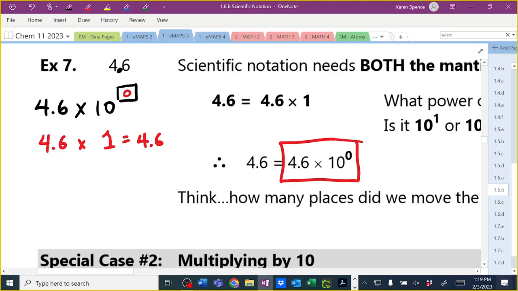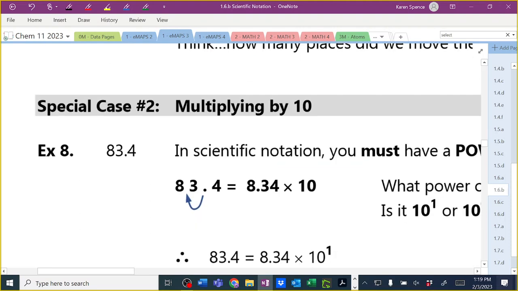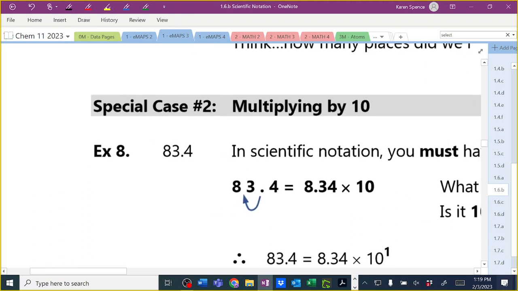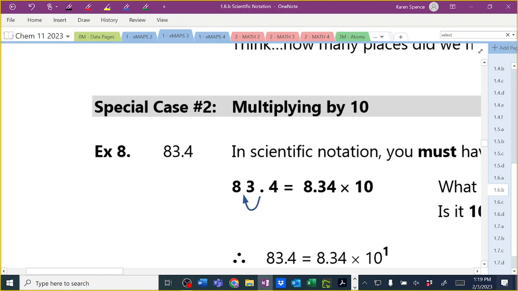Special case number 2. When we have just a 10, just a regular 10, in this case, we are going to move our decimal place. So there's one non-zero digit in front of the decimal. So we end up with 8.34.